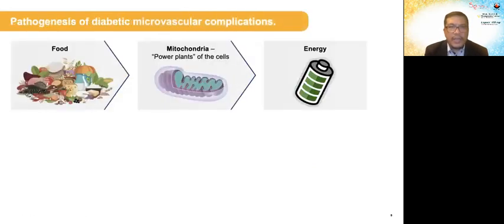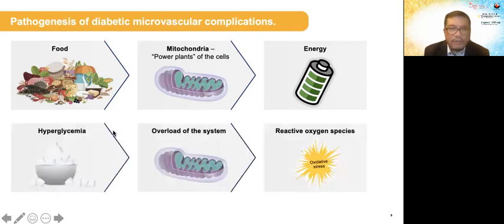So to illustrate the pathogenesis of diabetic macrovascular complications, as we see here, you have food that will enter the cell. It will be dealt with by the mitochondria, which we said is the power plant or the powerhouse of the cell that will eventually produce energy. So if you have hyperglycemia, you will be overloading the system, thus producing reactive oxygen species.